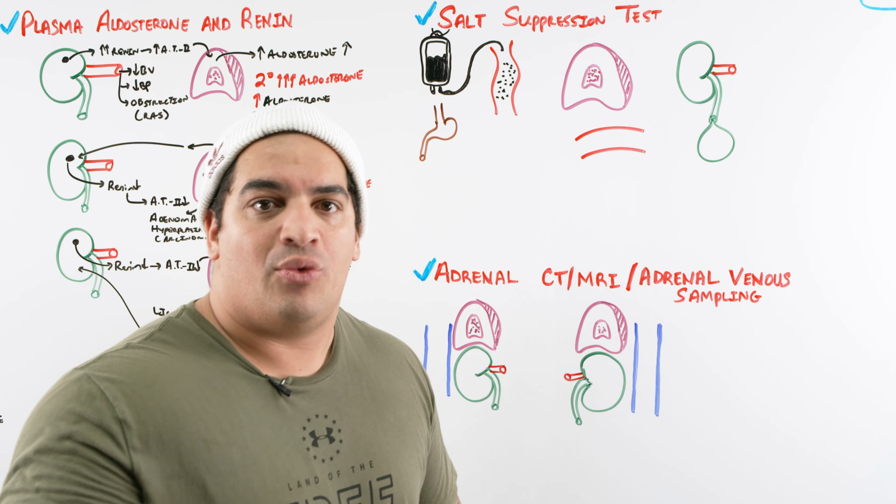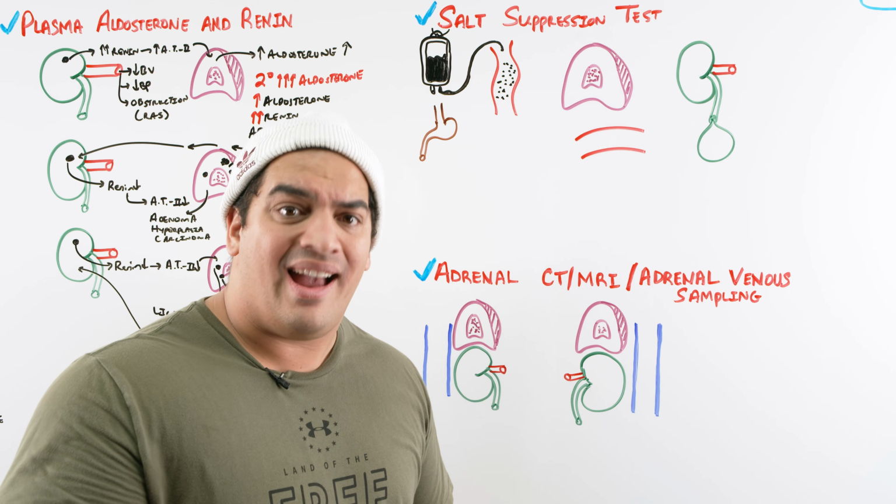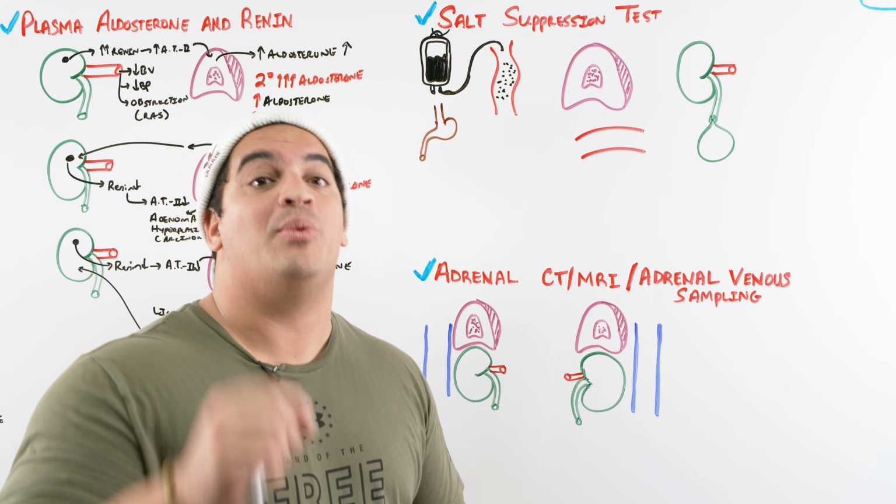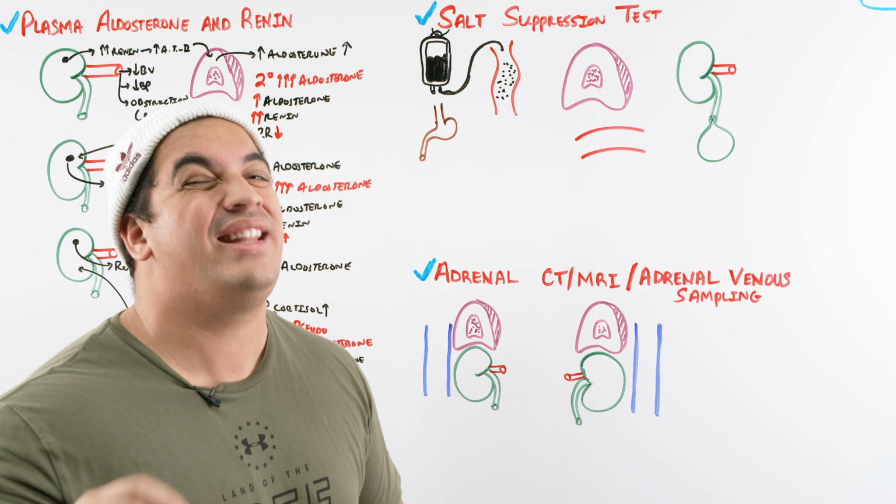If the aldosterone-renin ratio is high and we think, okay, this is primary hyperaldosteronism, what we will do is confirm that this is truly the case.